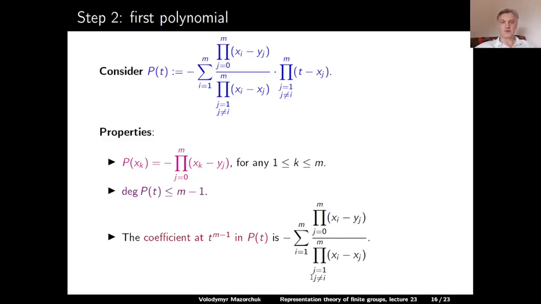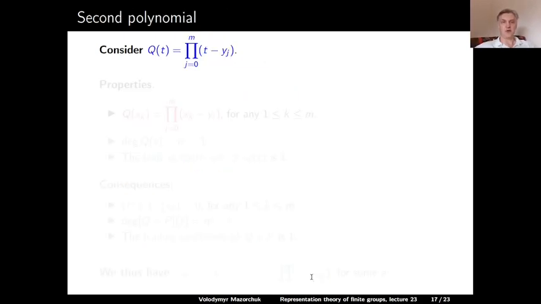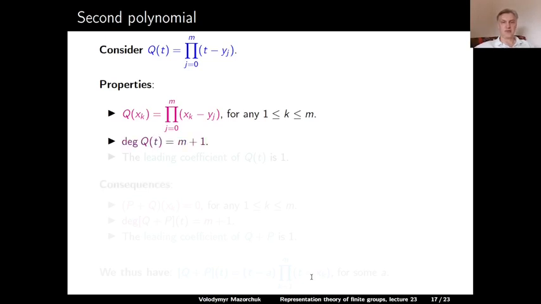So now we want to compute p of t in a slightly different way. For this, we consider a different polynomial, q of t, which is defined as a product over all j from 0 to m of t minus yj. Again, for any k between 1 and m, the value of q at xk is the product over all j from 0 to m of xk minus yj. The degree of q is equal to m plus 1, this is obvious from the definition, and the leading coefficient, so the coefficient of t to the power m plus 1 in q, is obviously 1.